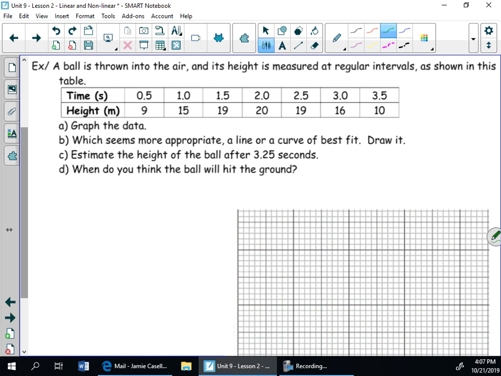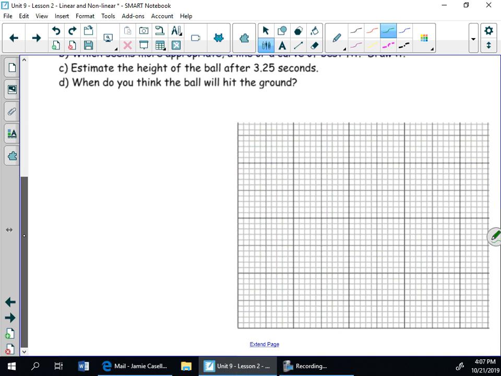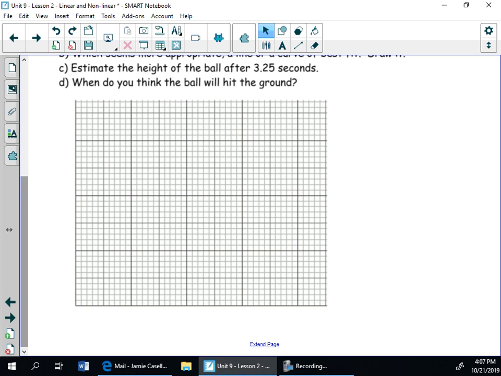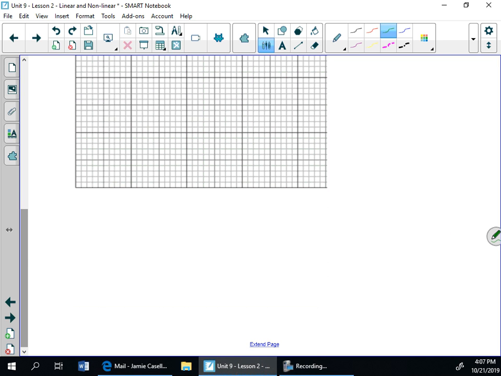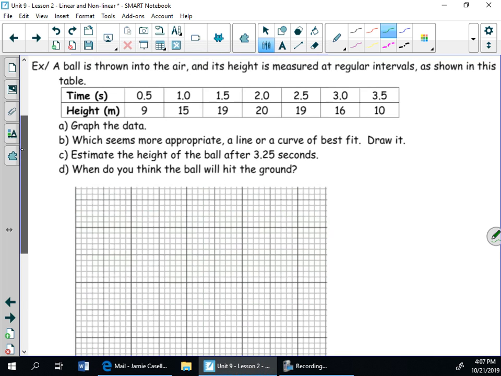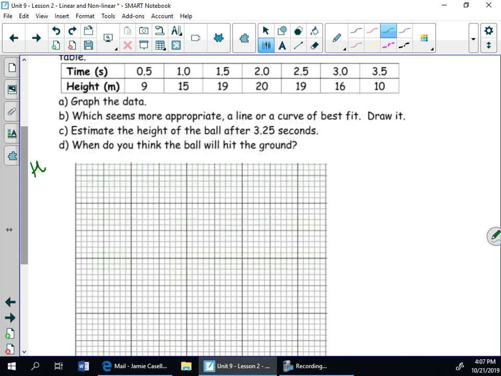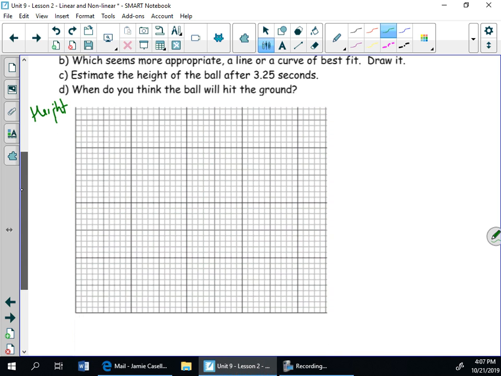A ball is thrown into the air and its height is measured at regular intervals as shown in this table. Let's graph our data. As usual, the bottom will be the first thing, in this case time. Got to pick a scale. And the up and down part was the second one, which is our height. So my time is going up to 3.5 seconds by 0.5s.